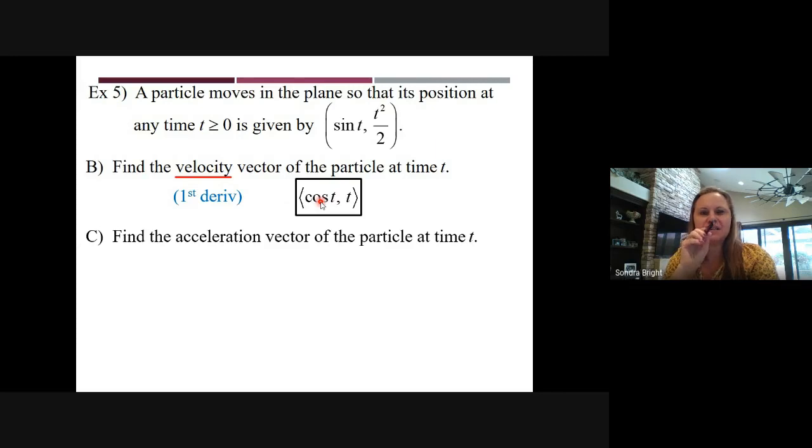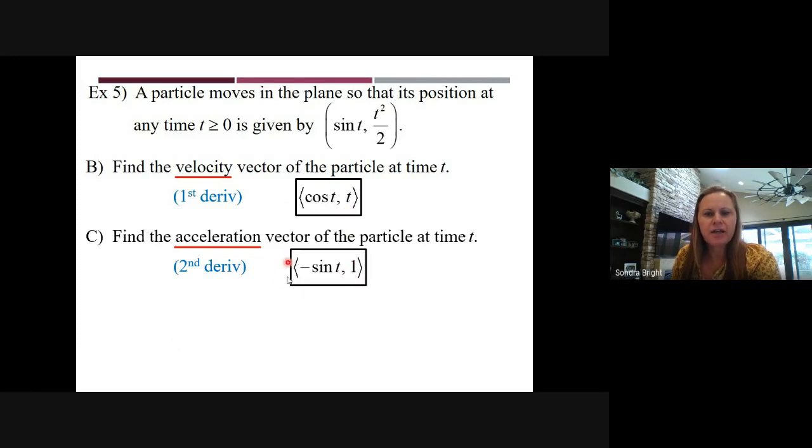Yeah. If it was a negative x and then a positive y, from that point you would go left and then up, and so on and so on. Acceleration vector is going to be the second derivative. And so you take the derivative of cosine, which is negative sine. The derivative of t would just be 1. So there's your acceleration vector.